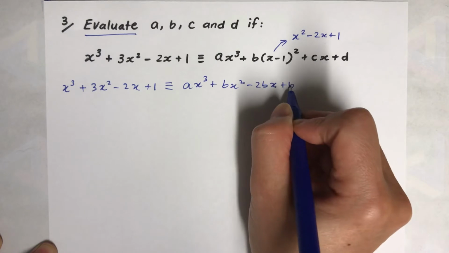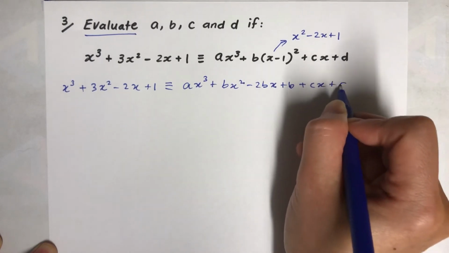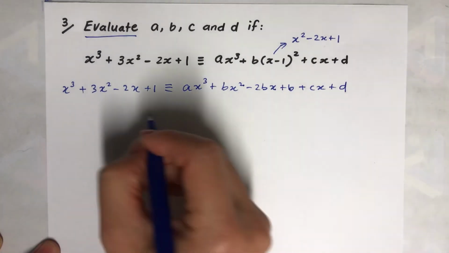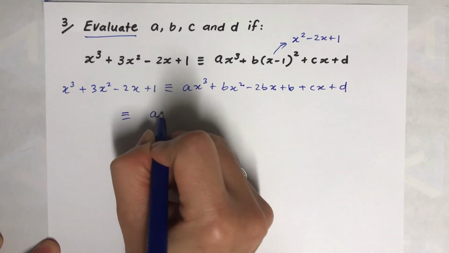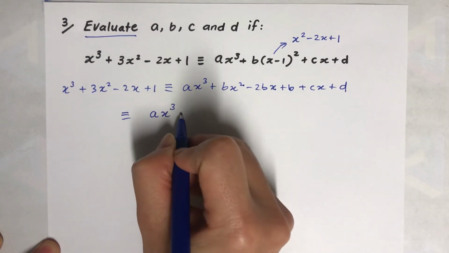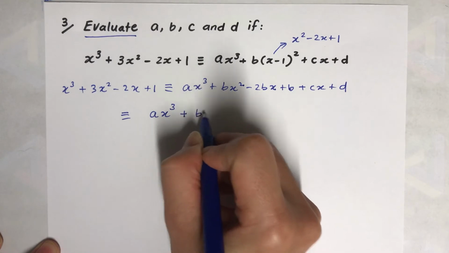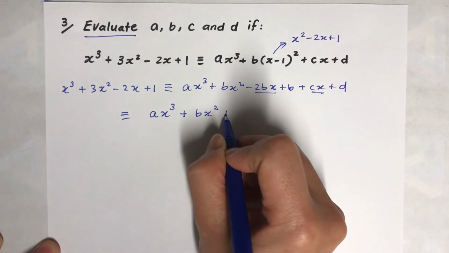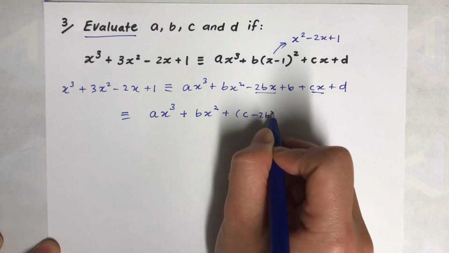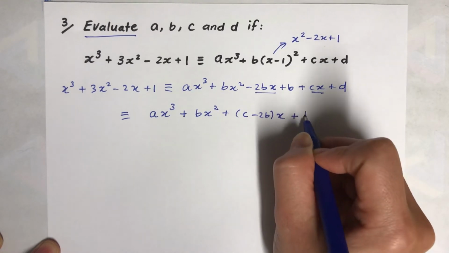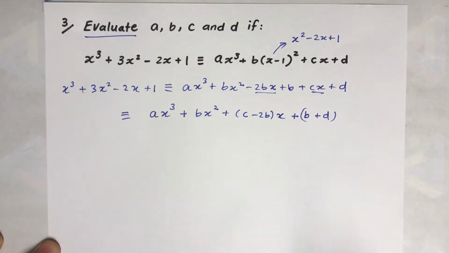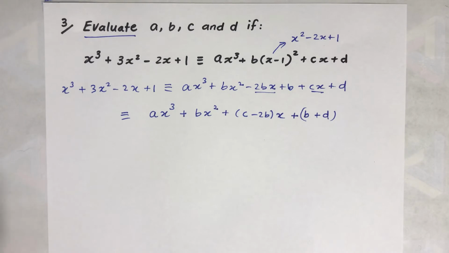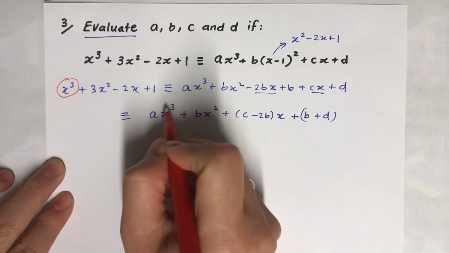2bx plus b plus cx plus d. Okay, so I expanded. And I'm going to put that into the order of the power. This one, I'll go c minus 2bx plus b plus d. Okay, now I need to equate this, all right? So I'm going to use a different color. So can you see this equating with this?